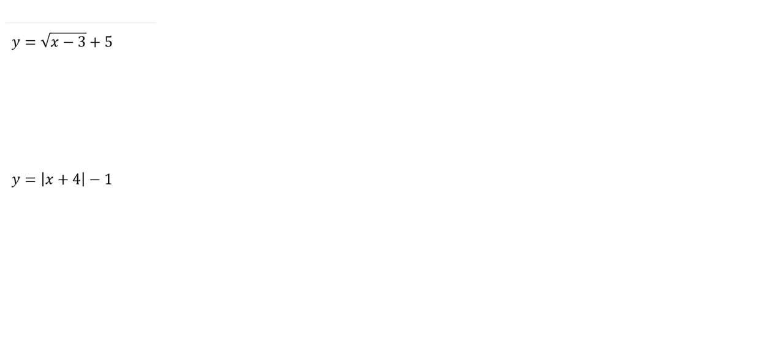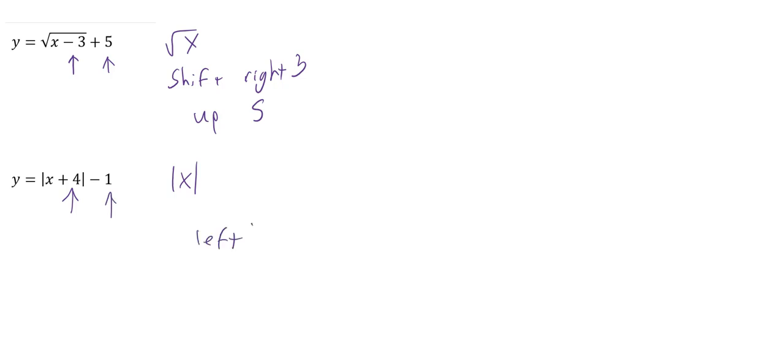So we've talked about how function transformations work. We know that this first one looks just like square root of x, but we shifted it right 3 and up 5. And this second equation looks just like absolute value of x, but we shifted it left 4 and down 1.